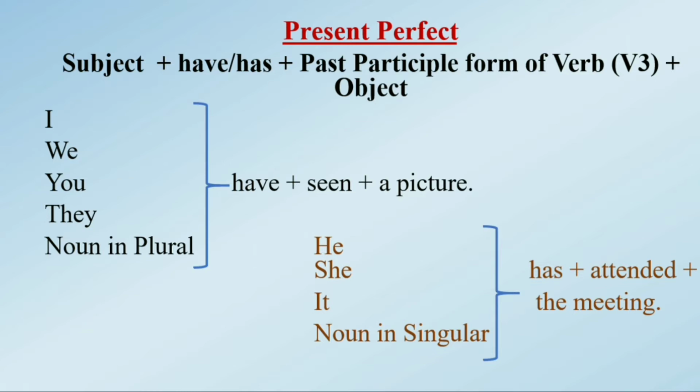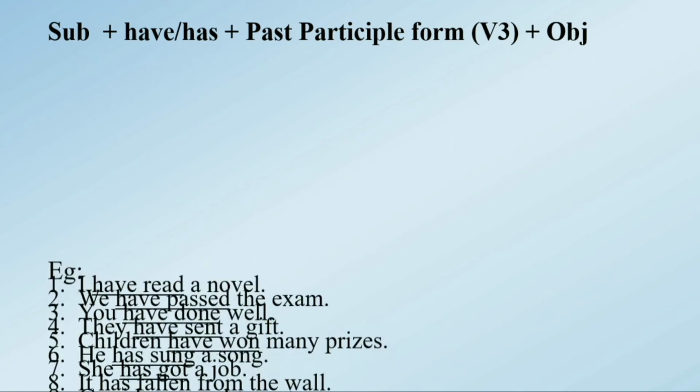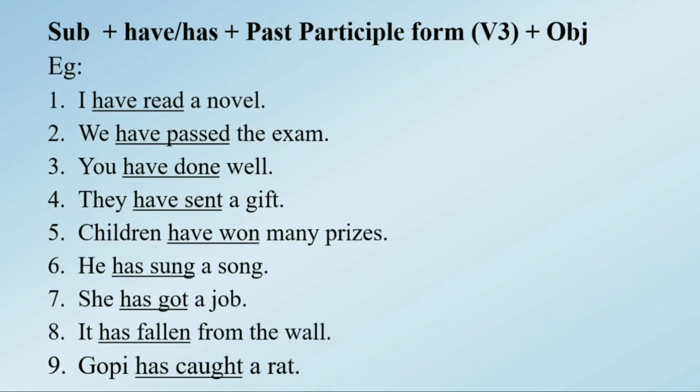Look into some different examples. Observe the structure there: subject, have or has, past participle form of verb plus object. So basing on this, we have to construct sentences with different verbs. When we change the verb, we get different examples. I have read a novel. We have passed the exam. You have done well. They have sent a gift. Children have won many prizes.